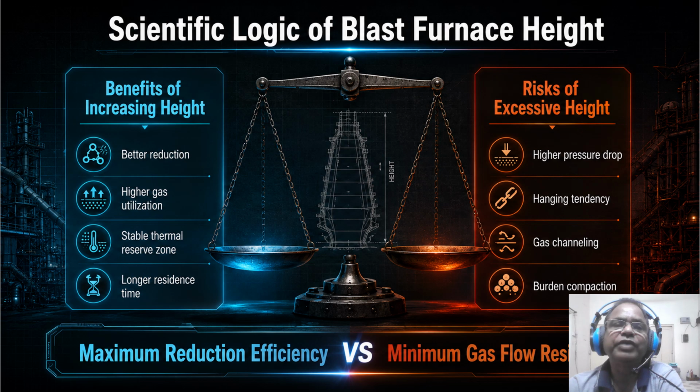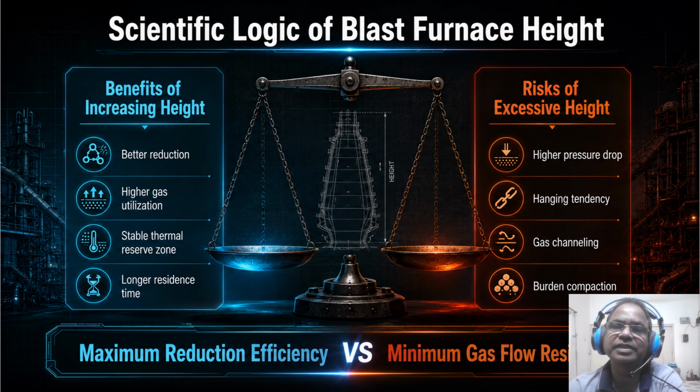Now we come to the scientific balancing act behind the blast furnace height design. Increasing furnace height definitely improves reduction efficiency. Why? Because a taller furnace provides longer gas-solid contact time, better utilization of reducing gases, and a more stable thermal reserve zone. In simple words, the burden gets more time to react with the ascending gases. However, there is a limit.